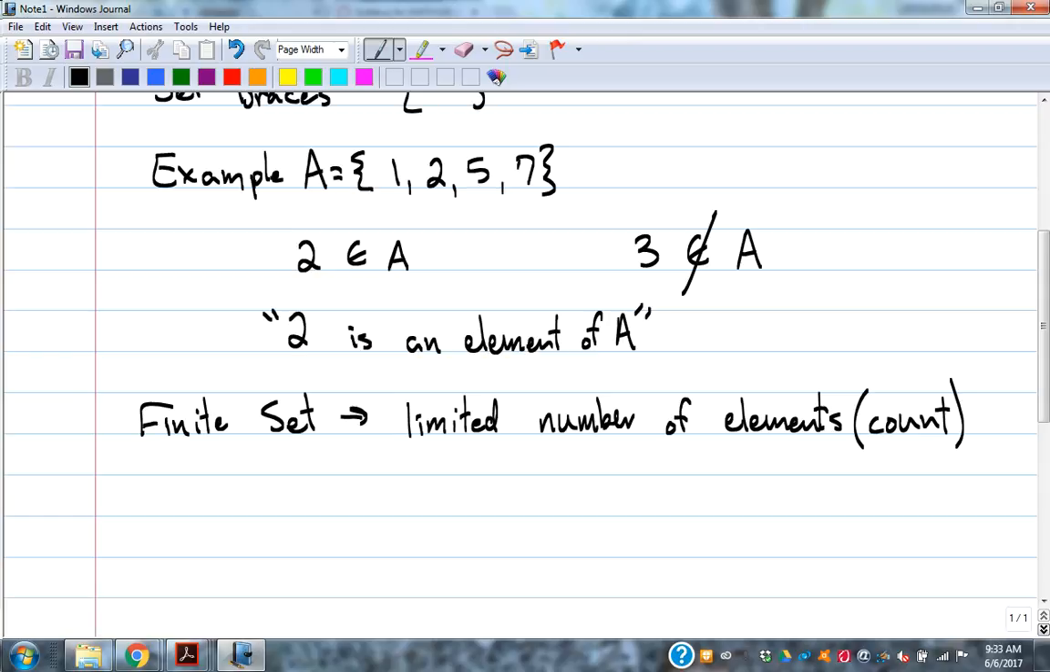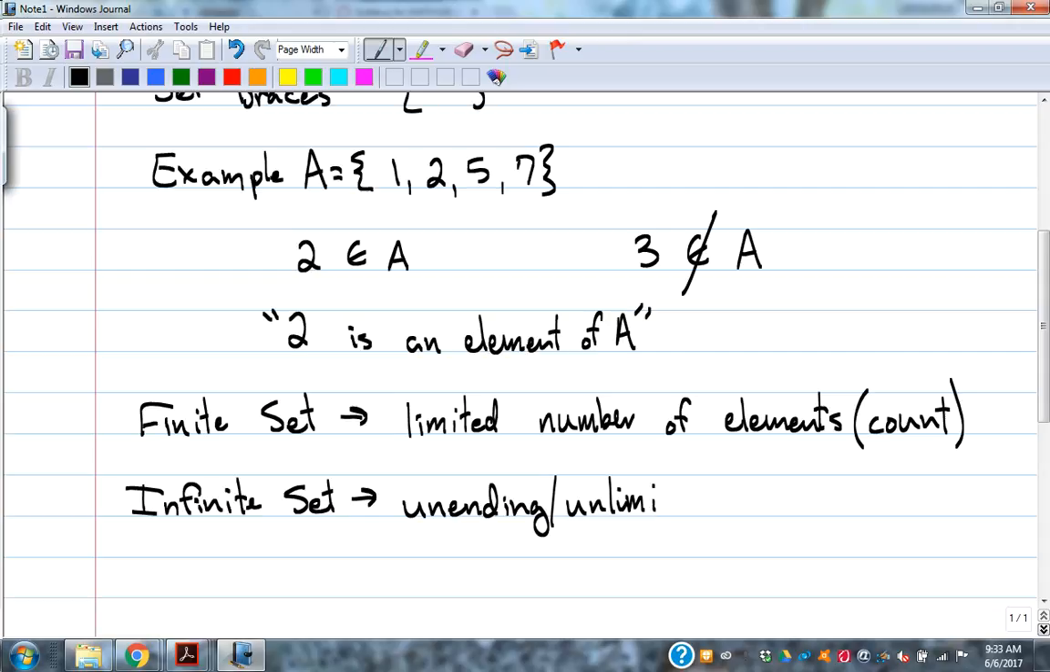It's finite. Well, the opposite of finite would be infinite. And an infinite set is an unending, unlimited number of elements.